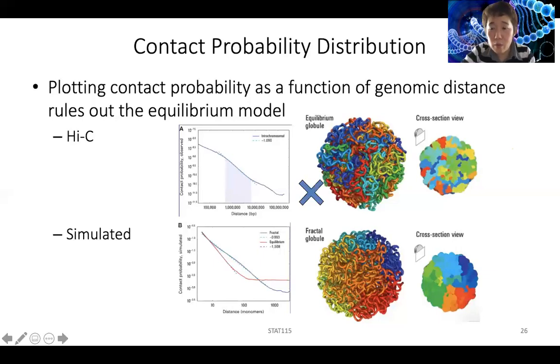Let's see, we have one more question. Do we have more questions? Can you clarify why probability still goes down as distance increases in the equilibrium? Yeah, I think that's the question we answered already.